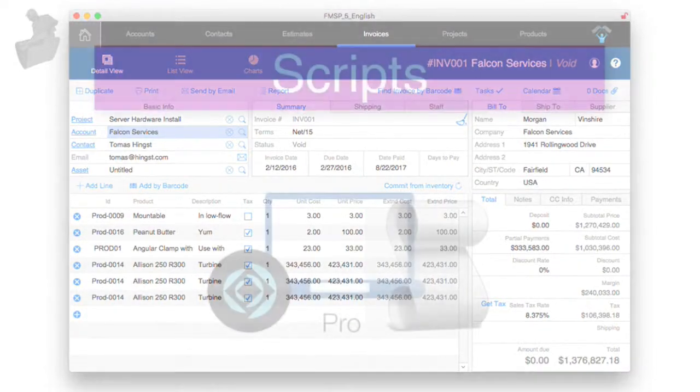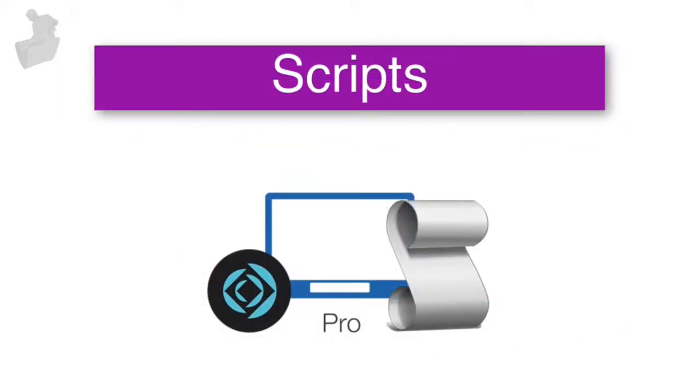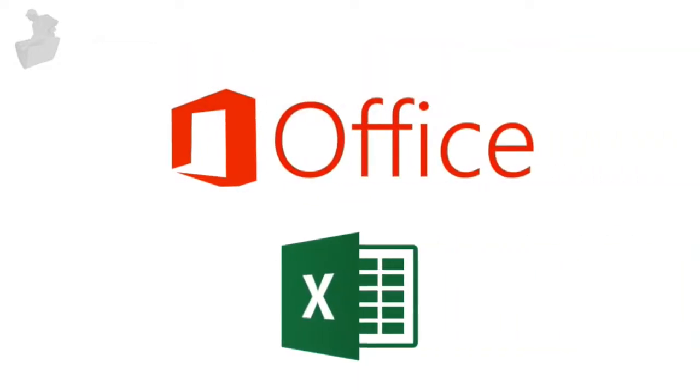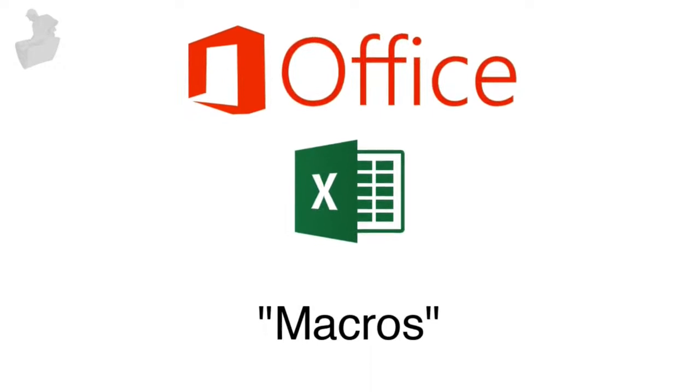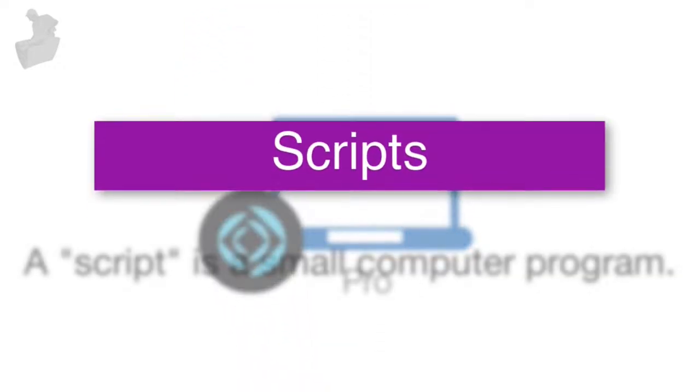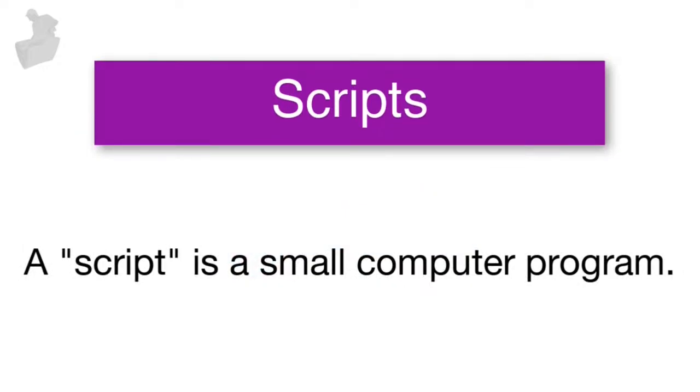Now, an important piece that we haven't covered yet is the idea of scripts. In the world of Microsoft Office and Windows and Excel, they'll sometimes call these macros. In the world of FileMaker, they're called scripts. But in plain English, they're little computer programs that when they run can do pretty much anything you want.